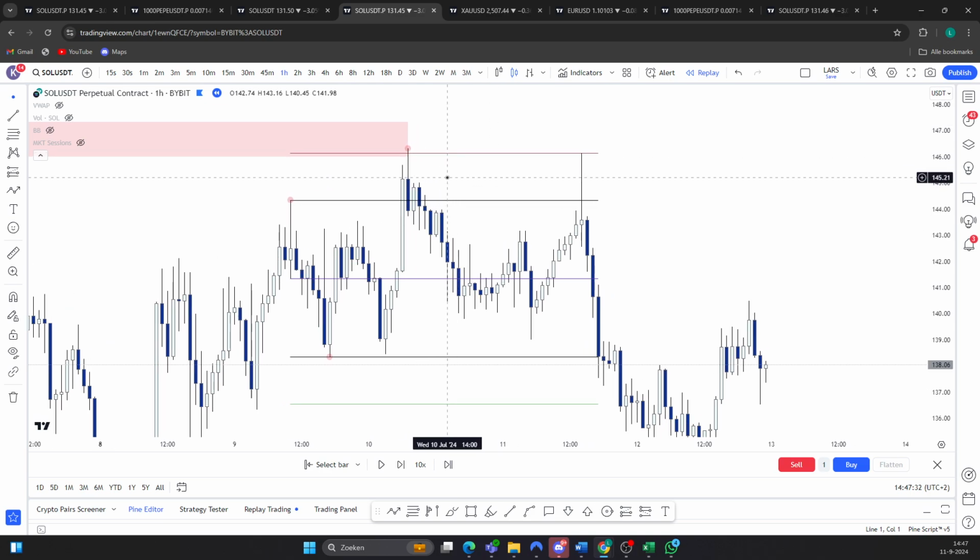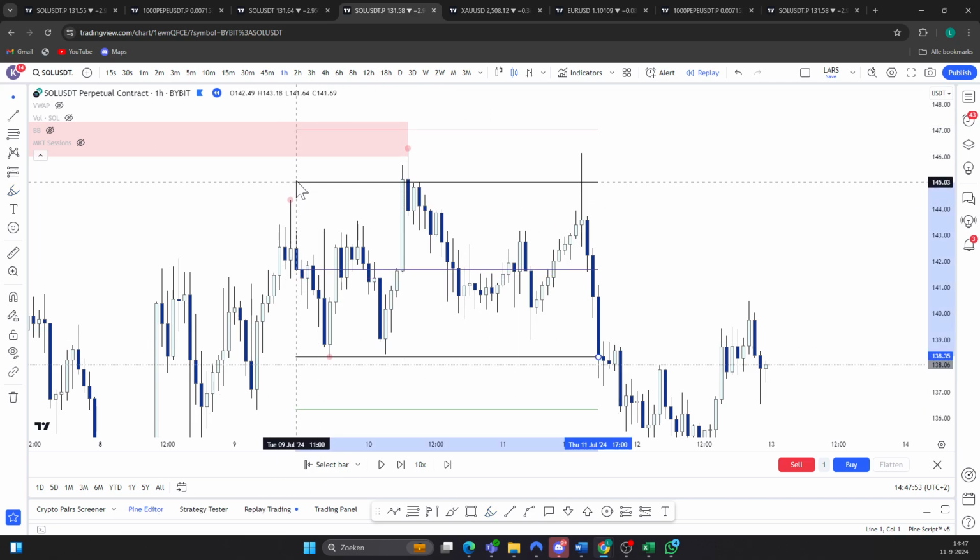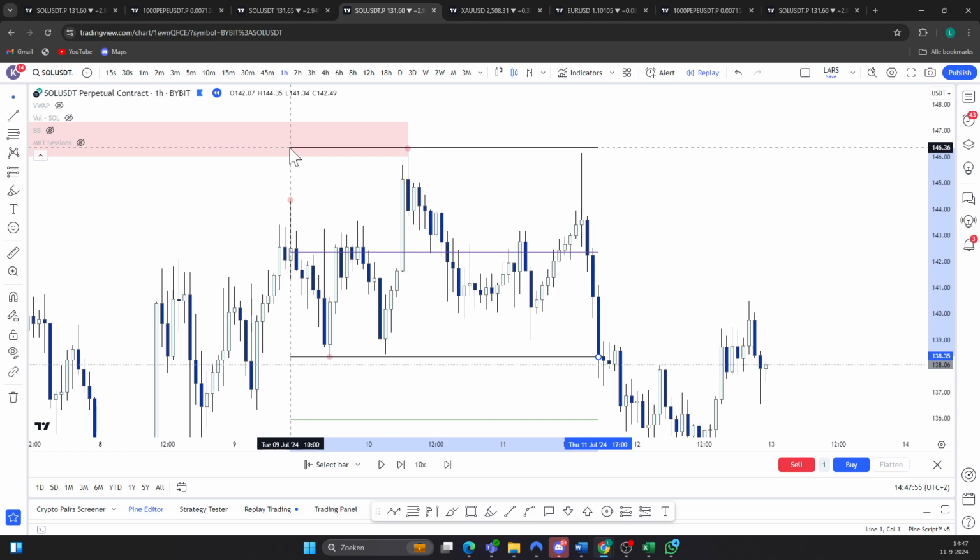Now, talking about when can we expect a Model 1, when can we expect a Model 2, this was the only good looking area of resistance, and we mitigated that on our second tap. So there isn't per se a reason to take that high one more time. There isn't something remaining above this high. So my expectation in this situation would be a Model 2. Now, either way, we trade confirmations and not expectations, but it is the expectation, okay?